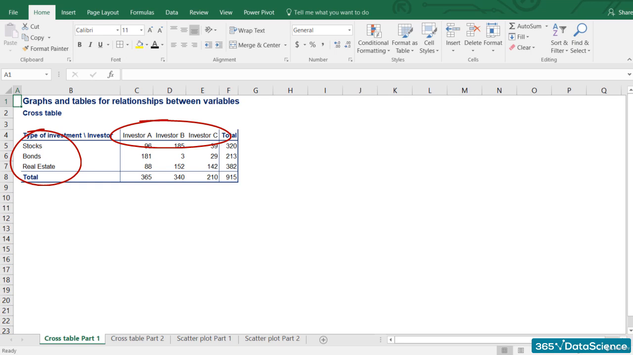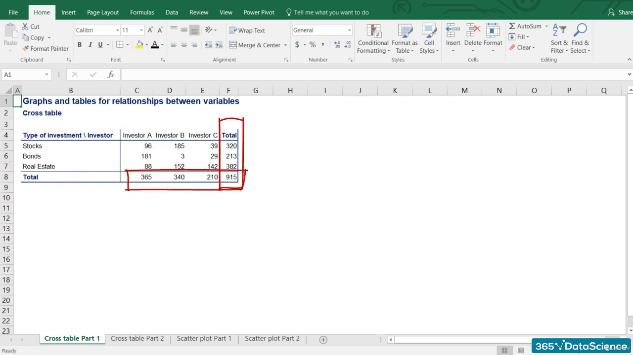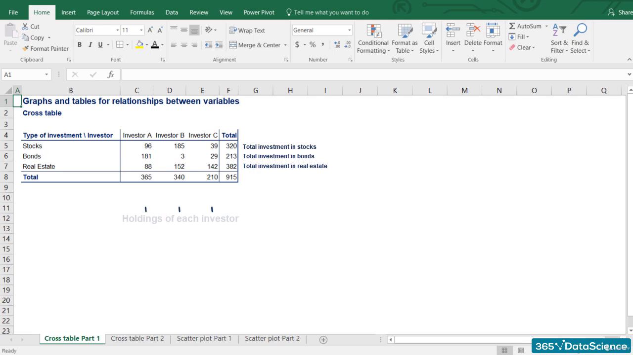allocation. It is a good practice to calculate the totals of each row and column, as it is often useful in further analysis. Notice that the subtotals of the rows give us total investments in stocks, bonds, and real estate. On the other hand, the subtotals of the columns give us the holdings of each investor. Once we have created a cross-table, we can proceed by visualizing the data onto a plane.